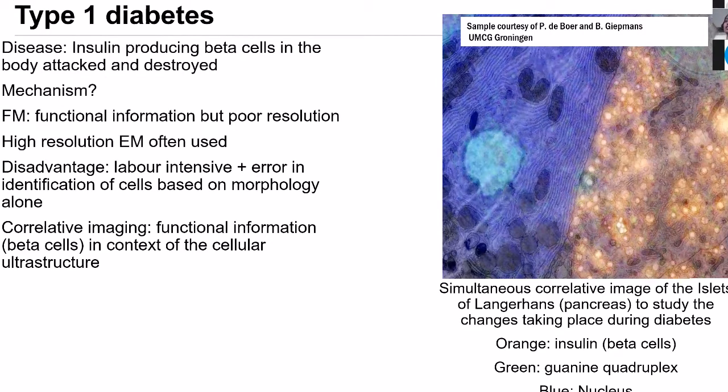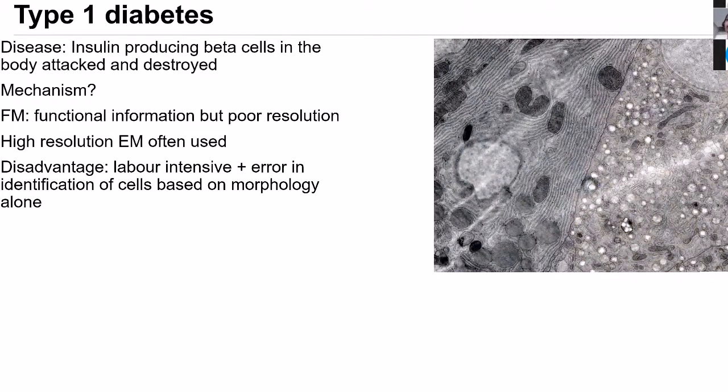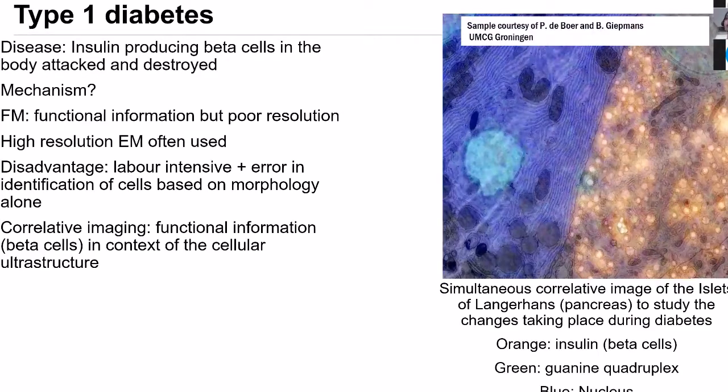So the image that you see here is a simultaneously acquired correlative image of the islets of Langerhans in the pancreas. It's an overlay of the fluorescence image where the insulin or the beta cells are labeled in orange. The green is the guanine quadruplex, and in blue is the nucleus. And this is overlaid on a scanning electron microscope image. So this is an SEM image acquired on the SECOM.